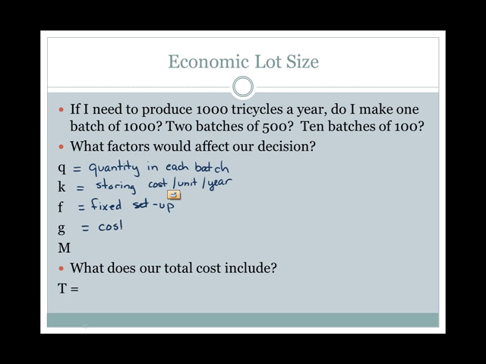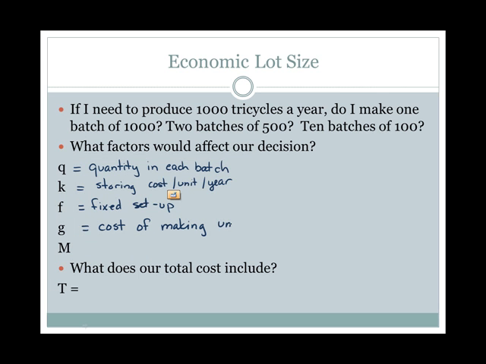G is the cost of making one unit. Now this is a fixed cost. It is not incorporating the setup cost. If you only do that one t-shirt, whoever buys that t-shirt has to pay all the setup cost. But they're really only paying a certain amount for the shirt itself, and then they're paying all that setup cost. So whether it costs $3 for that t-shirt or not is kind of what we're talking about with G here. And M is the total production.